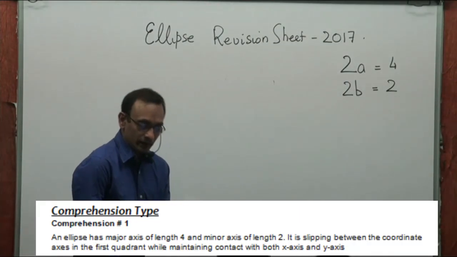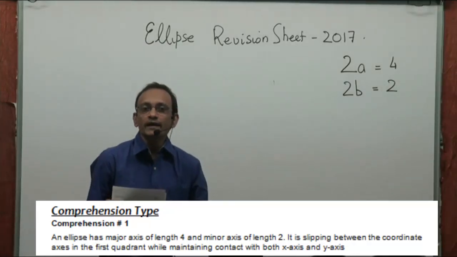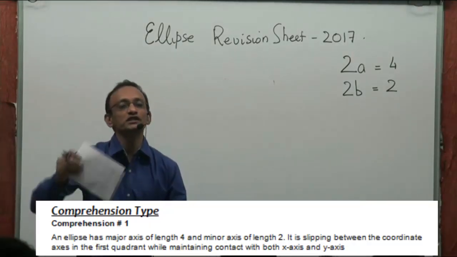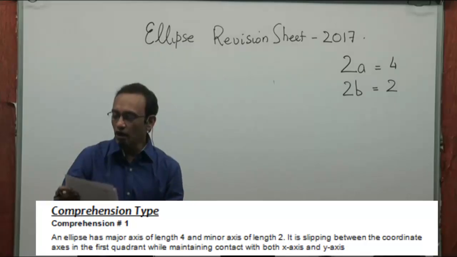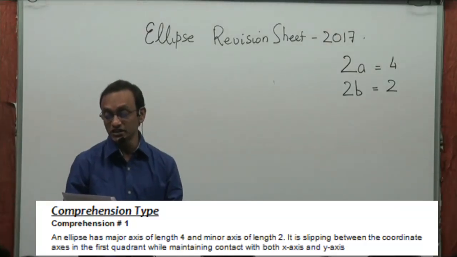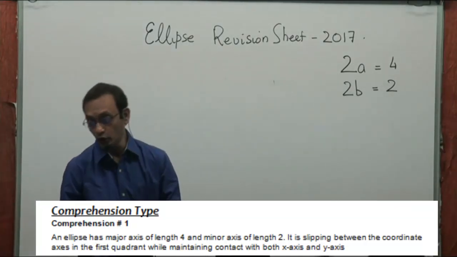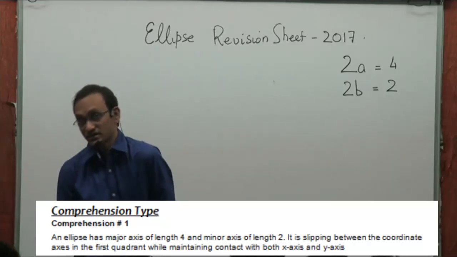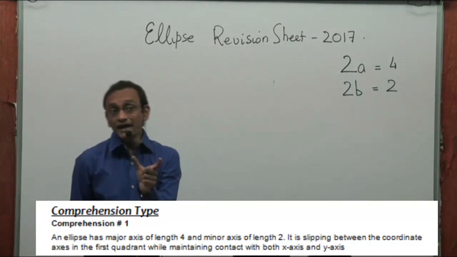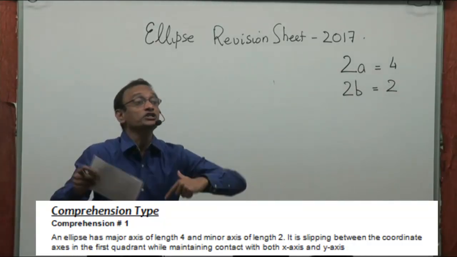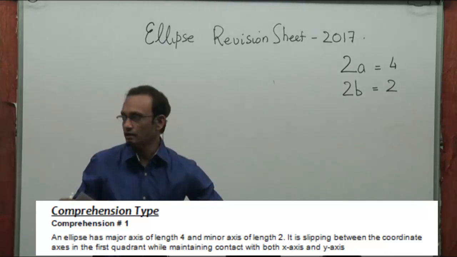And it is slipping. In fact, you could say it is rolling without slipping between the coordinate axes in the first quadrant while maintaining contact with both the x and the y axis. That means at all times the x and the y axis are tangents to the ellipse.